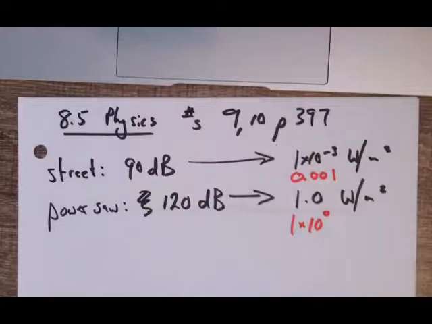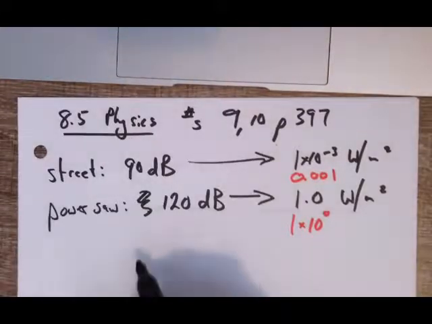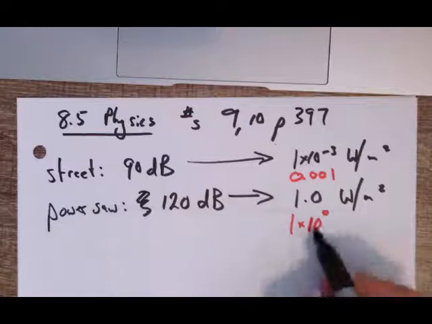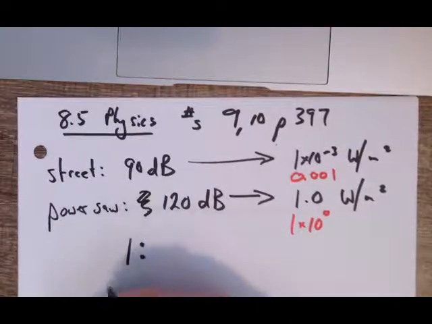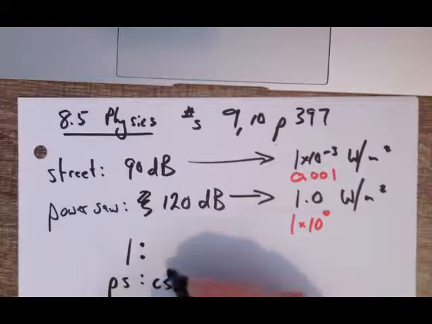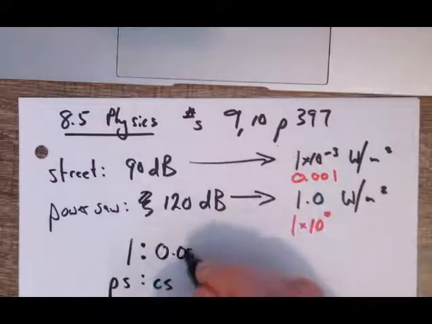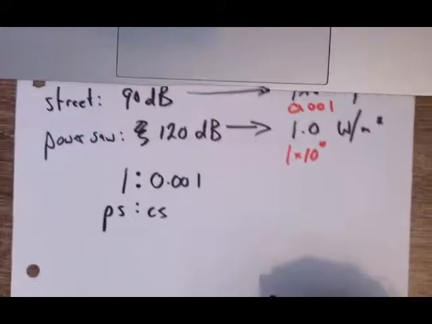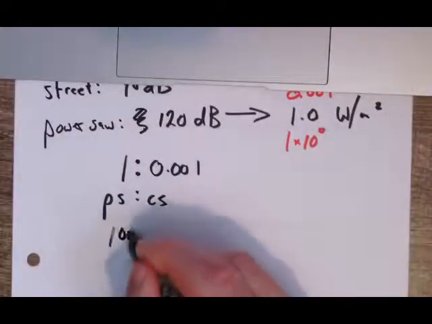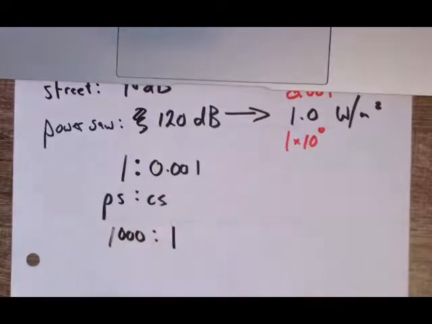So anyways, it wants a ratio, right? Back to the question. Ratio of sound intensity of a power saw, so power saw is first. So power saw is 1 to city street, 0.001. Another way of writing that would be just 1,000 to 1. Cool. Does that make sense?